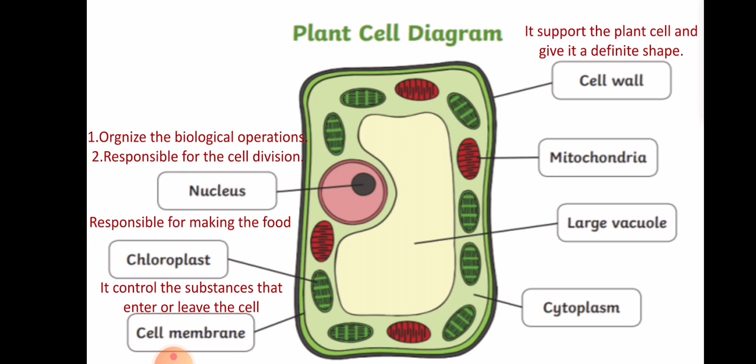Then we have the mitochondria, but it's not in your syllabus. You can know that mitochondria is responsible for energy; it provides the cell with energy. And at last, the cytoplasm. All the biological operations of the cell occur in the cytoplasm, because it is a fluid in which all these parts flow. So this is the structure of the plant cell.